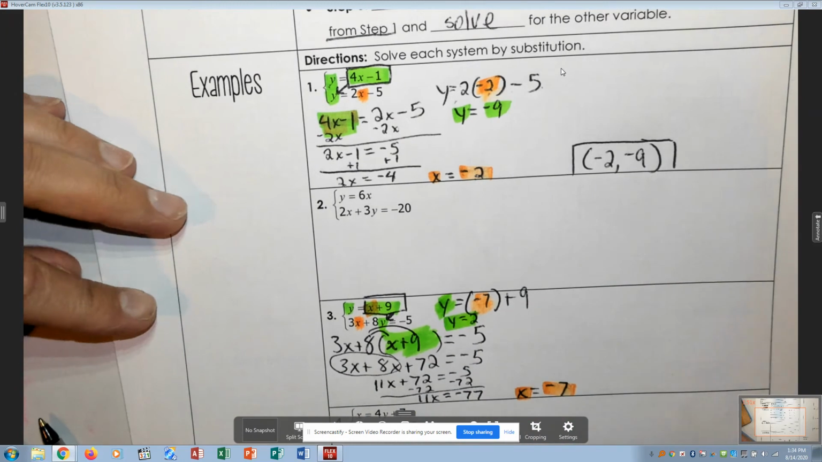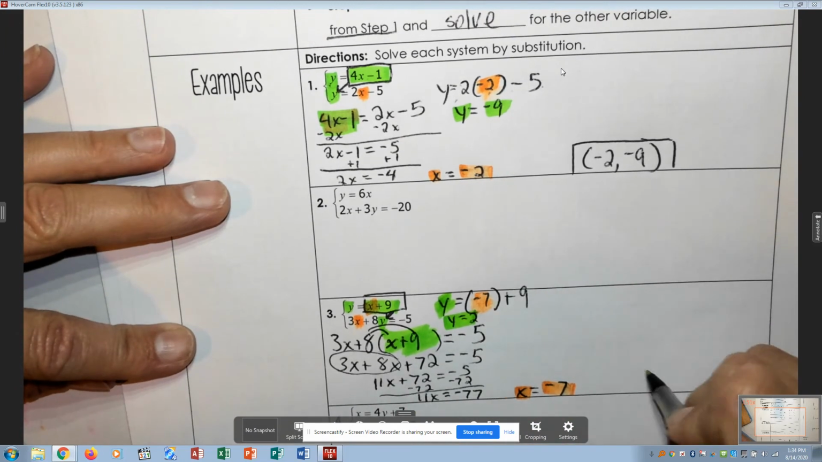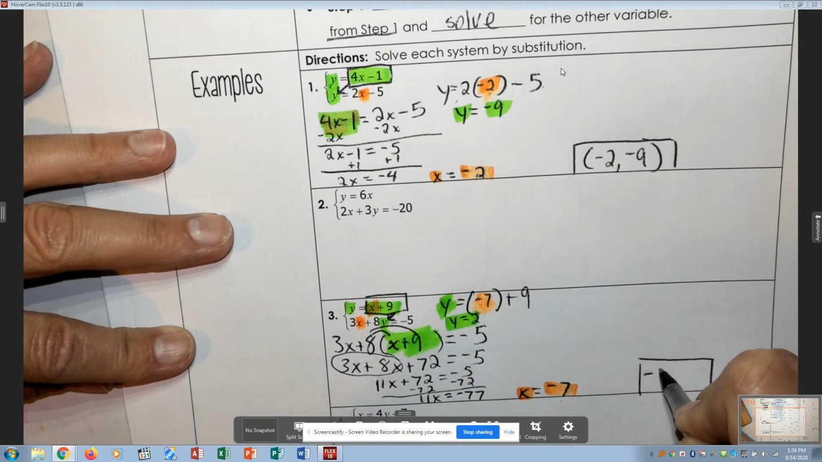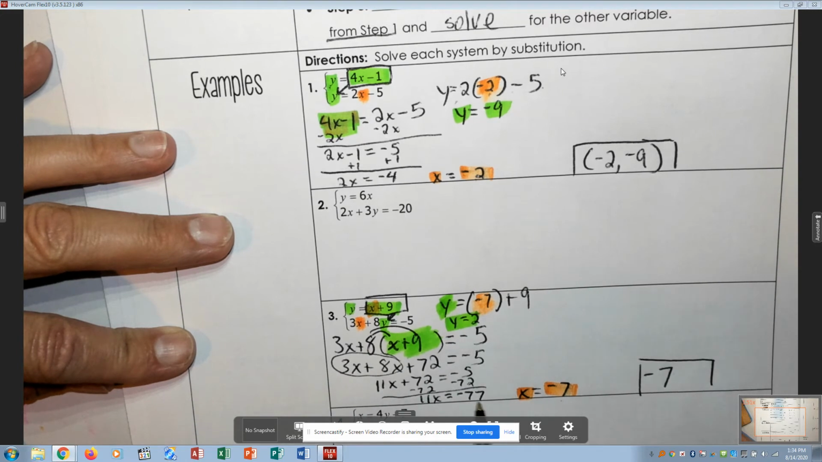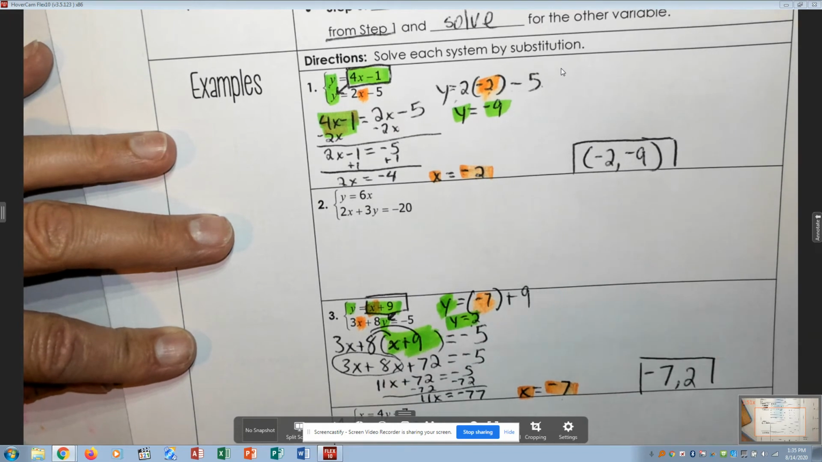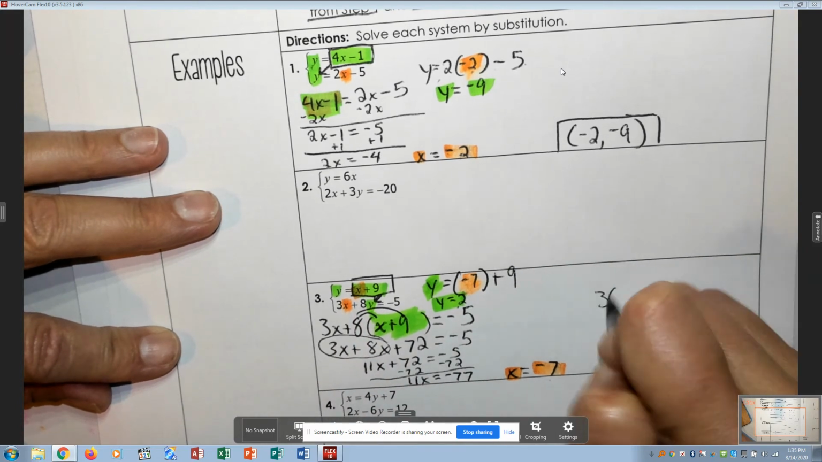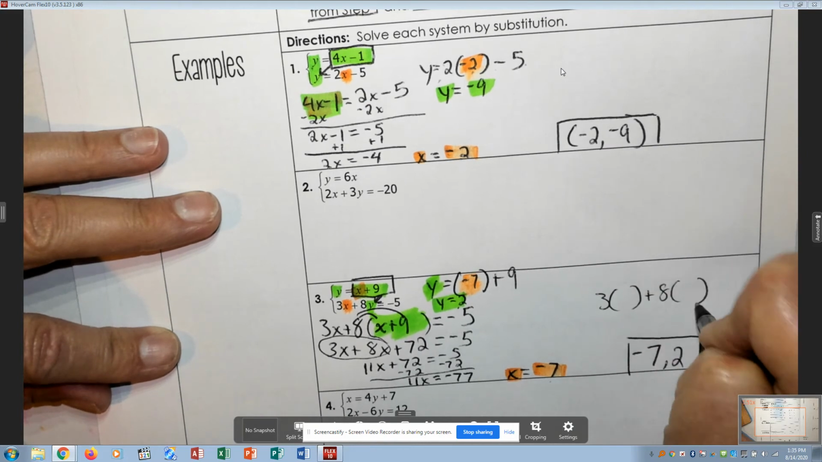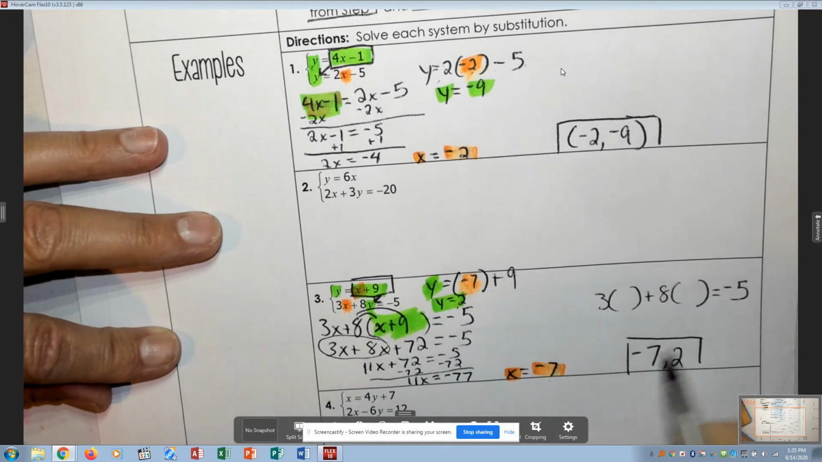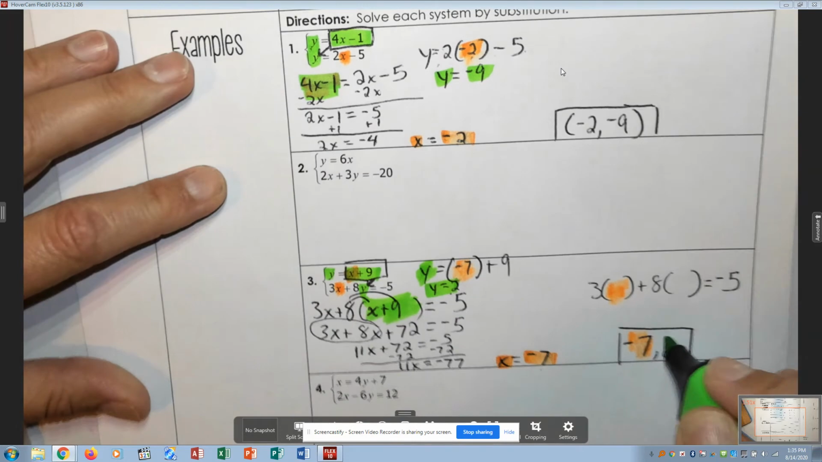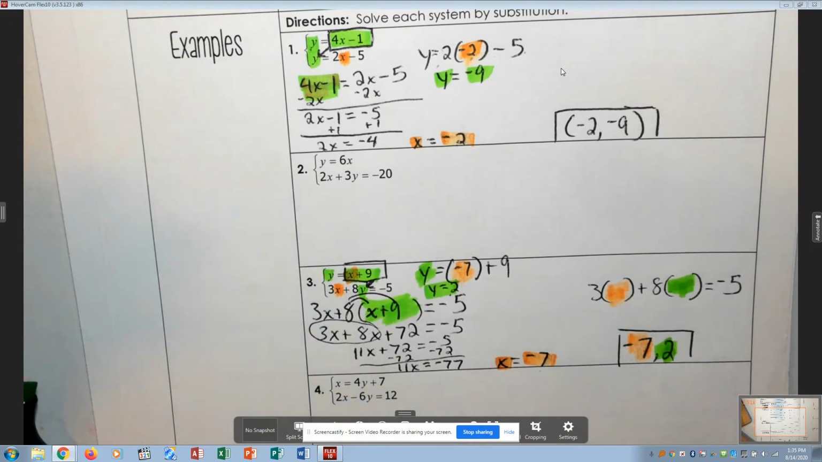Okay, so let's do this. My answer is, my x coordinate is negative 7. My y coordinate is positive 2. Okay, so let's see if this works. If I plug in negative 7 here, I get negative 21. Standard form is not helpful in checking my answers. So remember, negative 7 is going to go for my x. 2 is going to go for my y. Let's see what happens here.